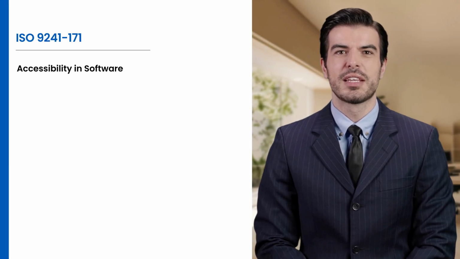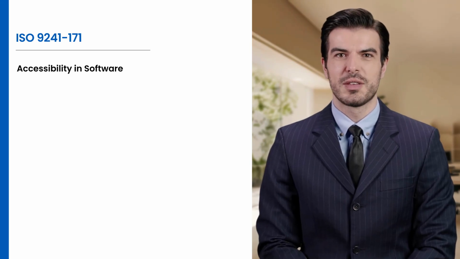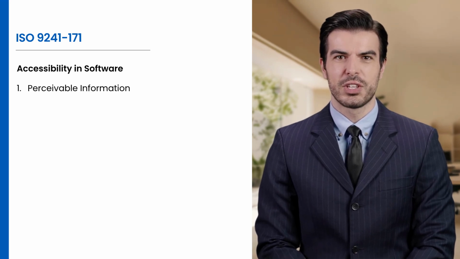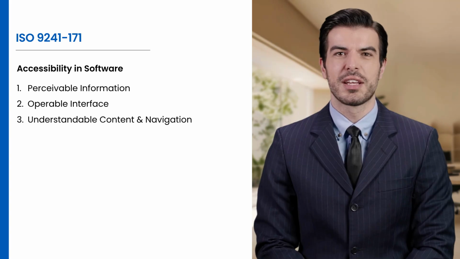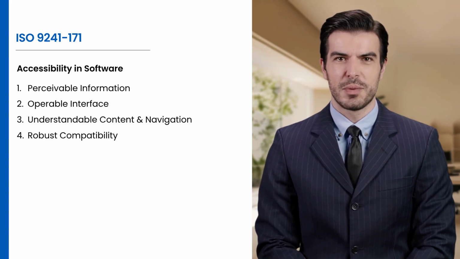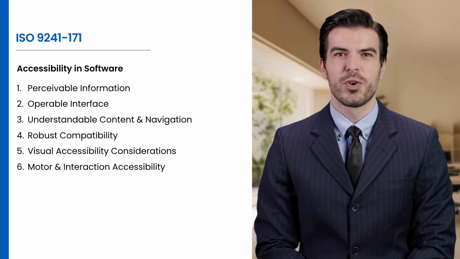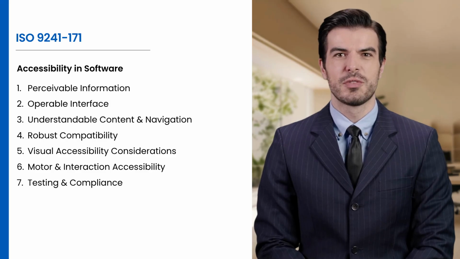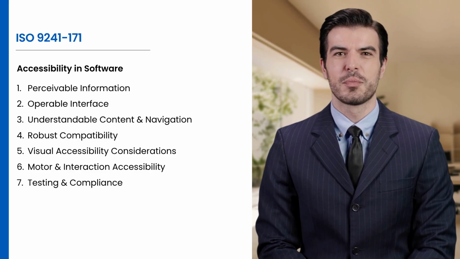ISO 9241-171, Accessibility in software, defines requirements to make systems usable for people of all abilities. It covers perceivable information, operable interface, understandable content and navigation, robust compatibility, visual accessibility, motor and interaction accessibility, and testing and compliance. This ensures inclusive design is built into both UX and development.